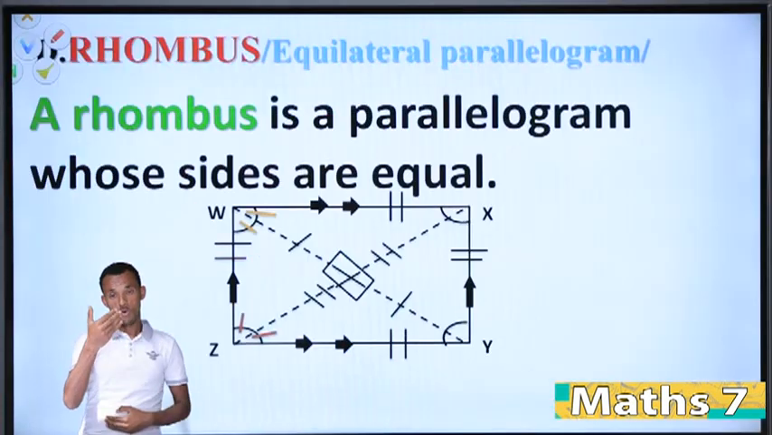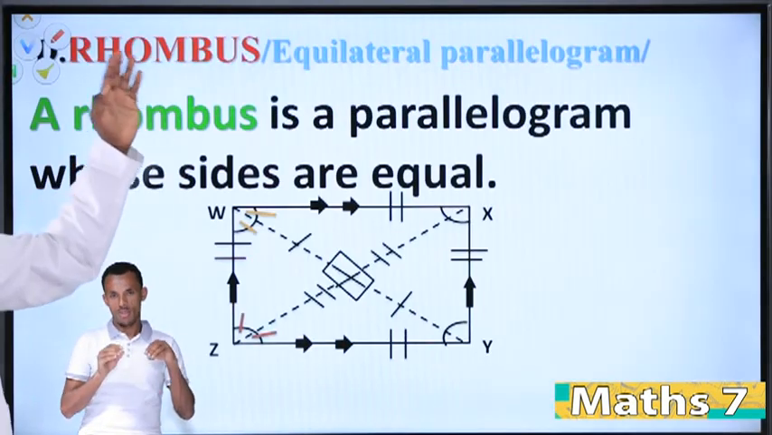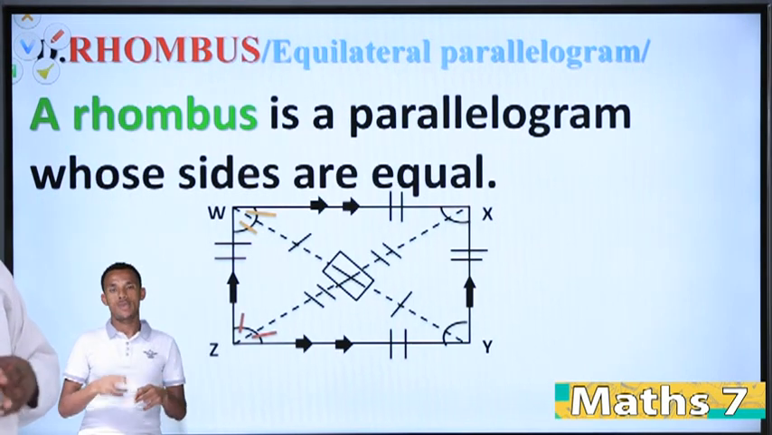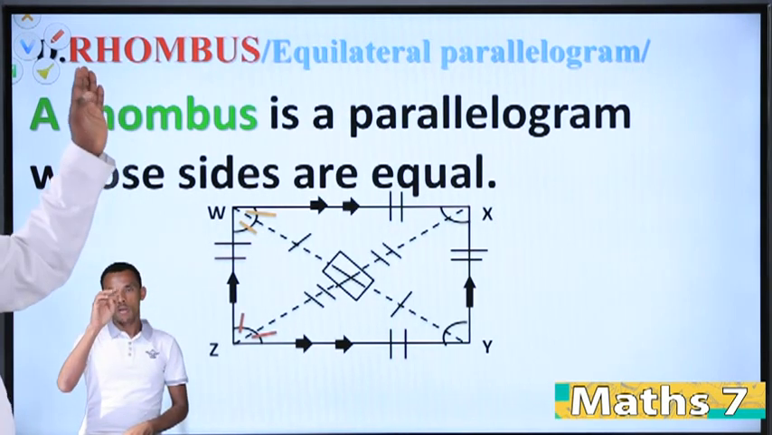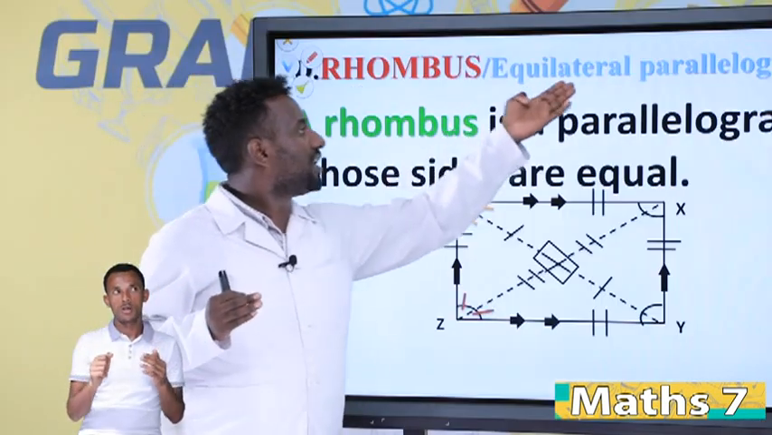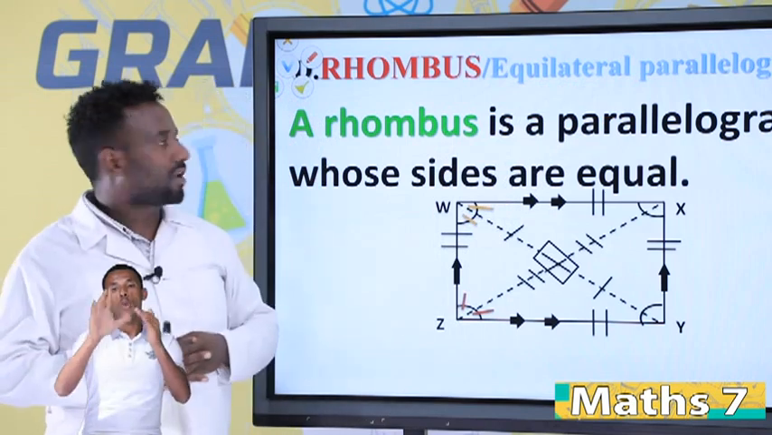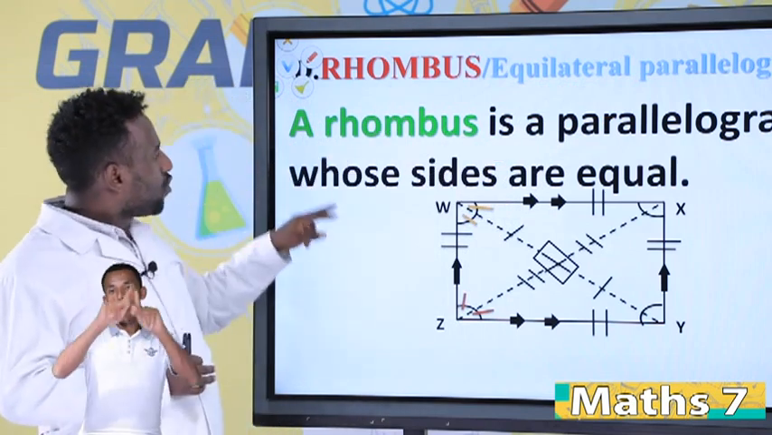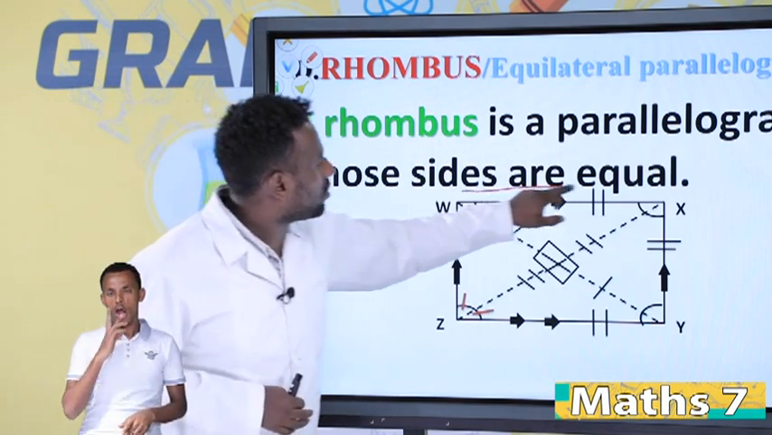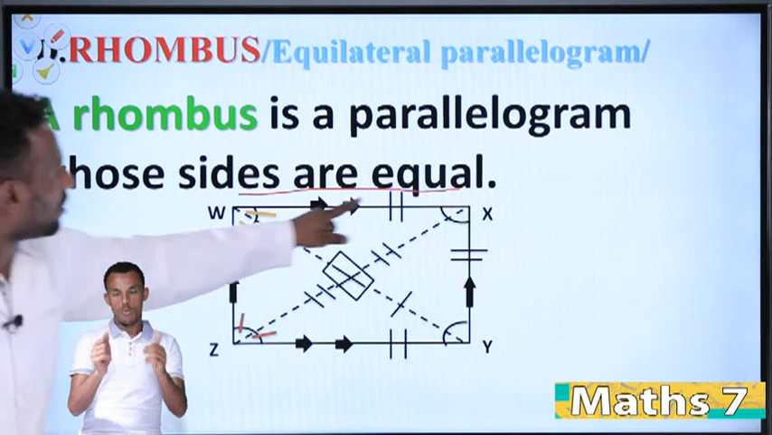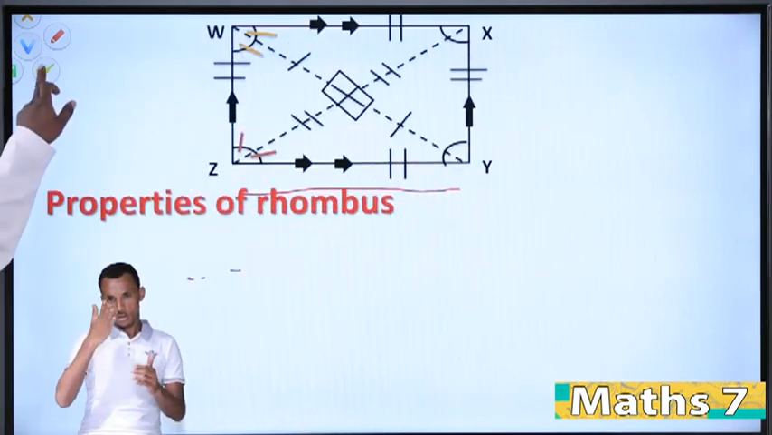Good. Student, do you remember the properties of a rhombus? I hope you remember. Another name for a rhombus is lozenge or equilateral parallelogram. A rhombus is a parallelogram whose sides are equal. All the sides are equal. All 4 sides are equal.